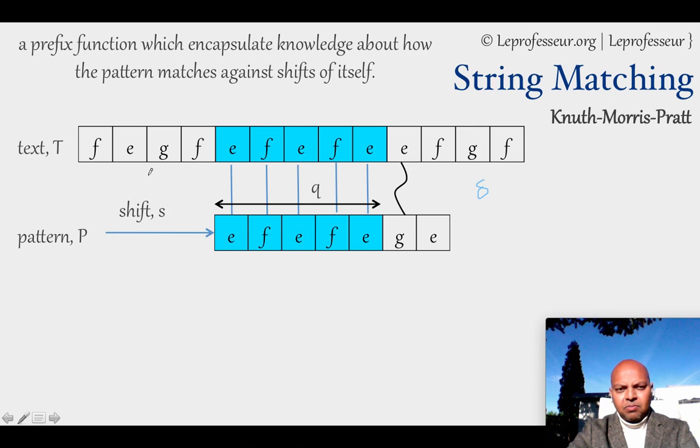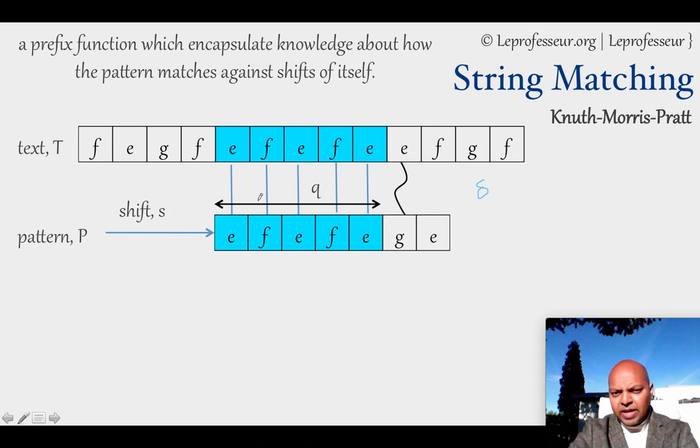In this typical example we have a text string and a pattern string. We say that the pattern is matching only up to the Q characters after the shift S, but it doesn't match at the G and E locations, at the Q plus 1 and Q plus 2 locations. Finally the pattern doesn't match the text after the shift S, but even so we have to do the comparisons for E, F, E, F, E, which are matching, but G and E don't match. So we have to do comparisons for all the characters here.